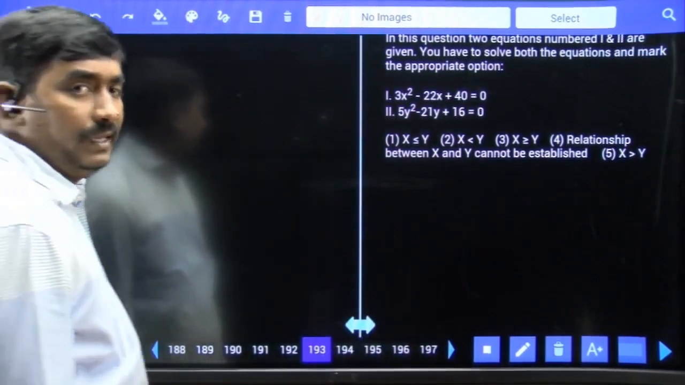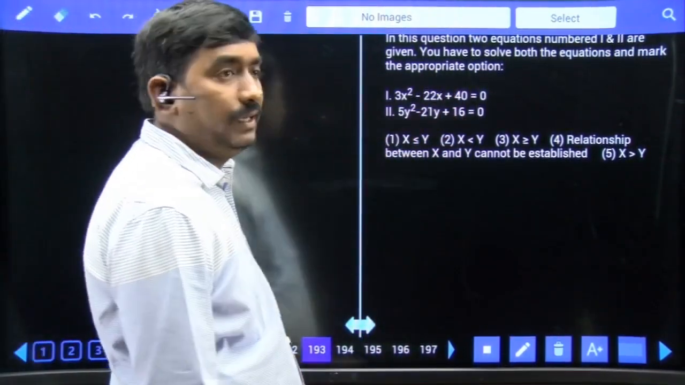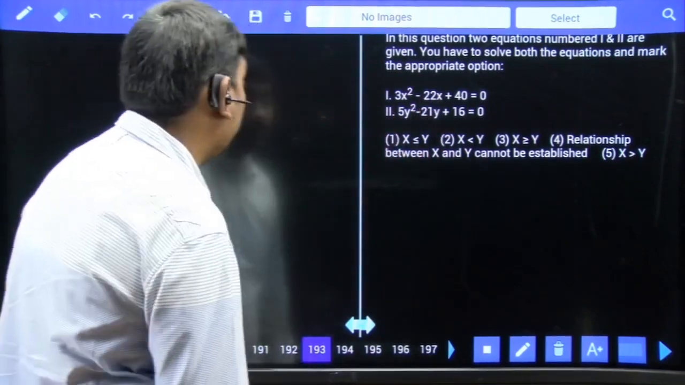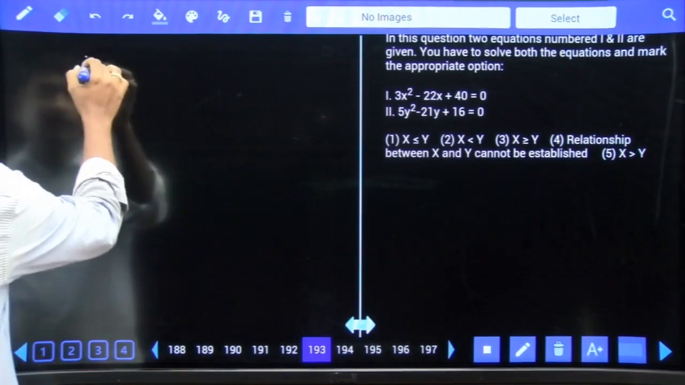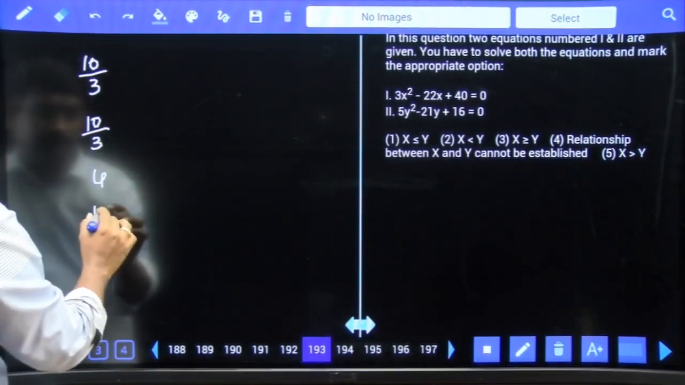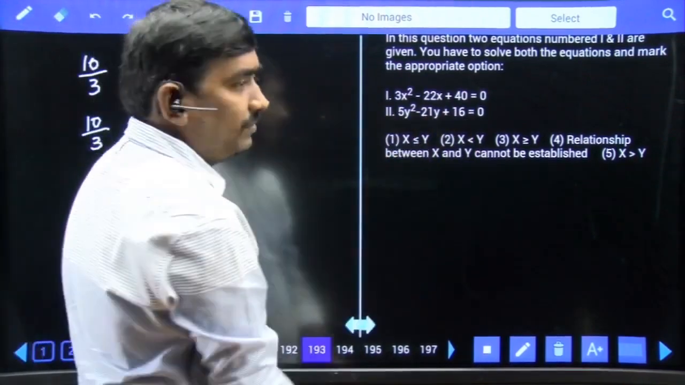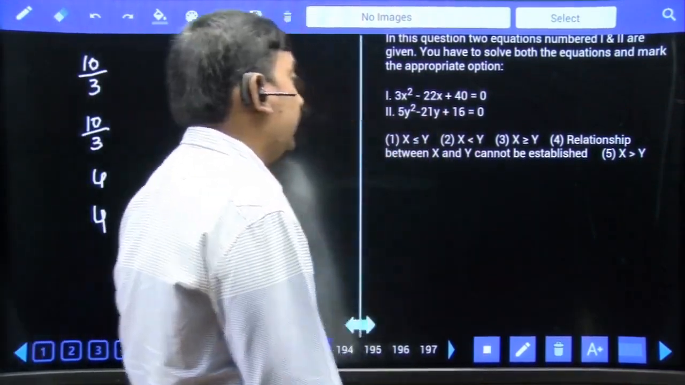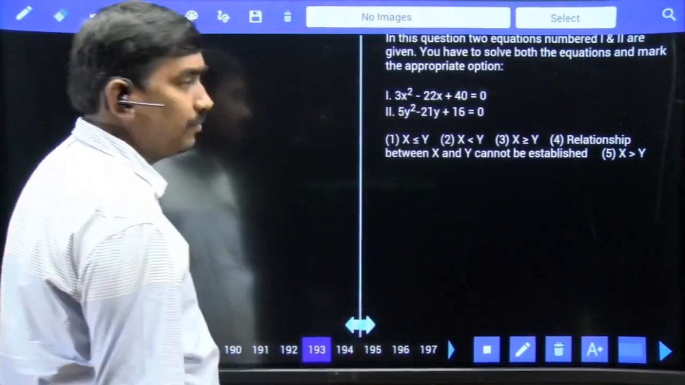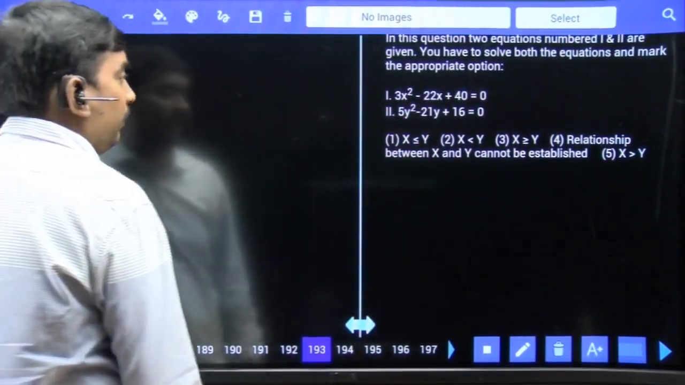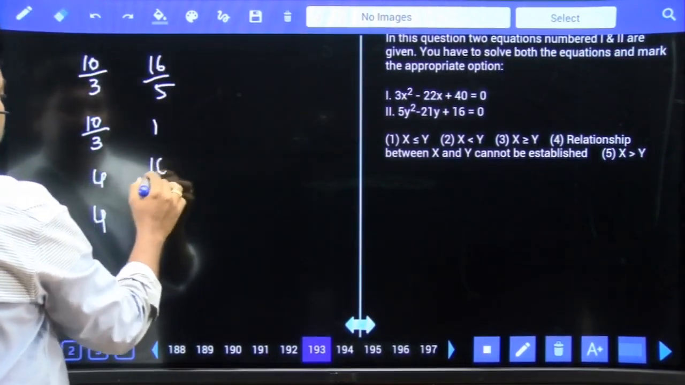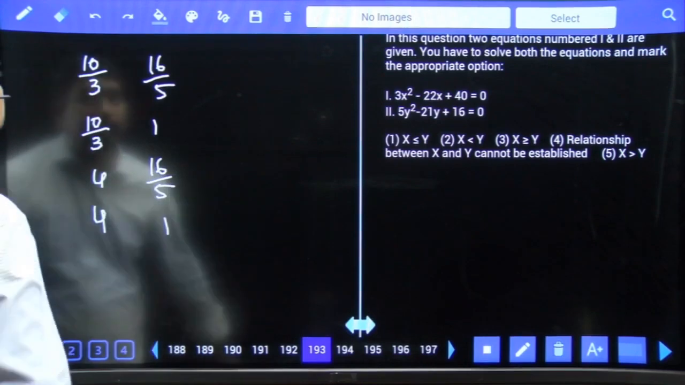4 times 3 is 12, 10 times 12 is 120. Minus 10 minus 12 is minus 22, finally plus 10 plus 12, 10 by 3, 12 by 3 means 4. 16 5s are 80, factors also same, minus 16 minus 5 will give us minus 21, finally plus 16 plus 5, 16 by 5, 5 by 5 means 1, 16 by 5, 1.